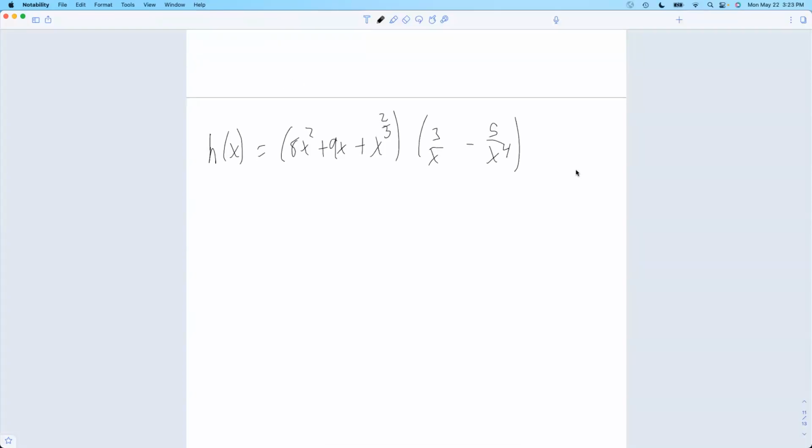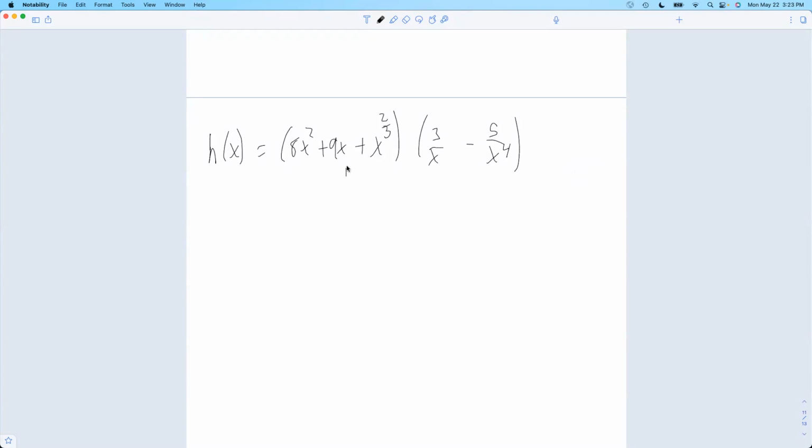Okay, let's do a couple more product rule and quotient rule. And let's do some funky looking exponents here, just so we can get some practice with them. Okay, so I've got a product of functions here. That's the first thing I want to notice. Big picture, I've got one thing times another. I'm going to need product rule.